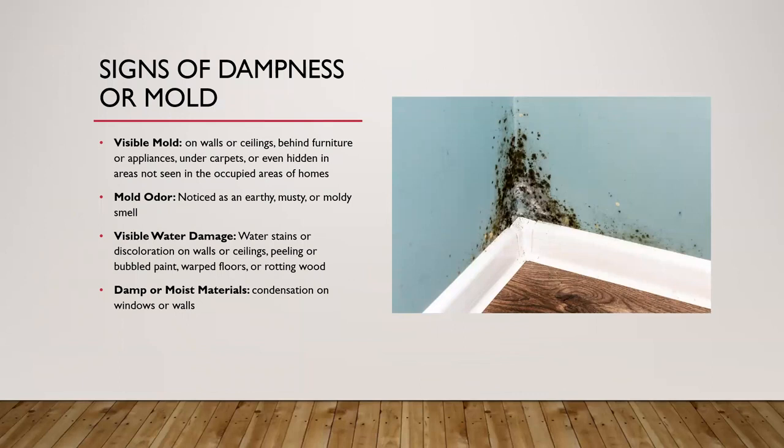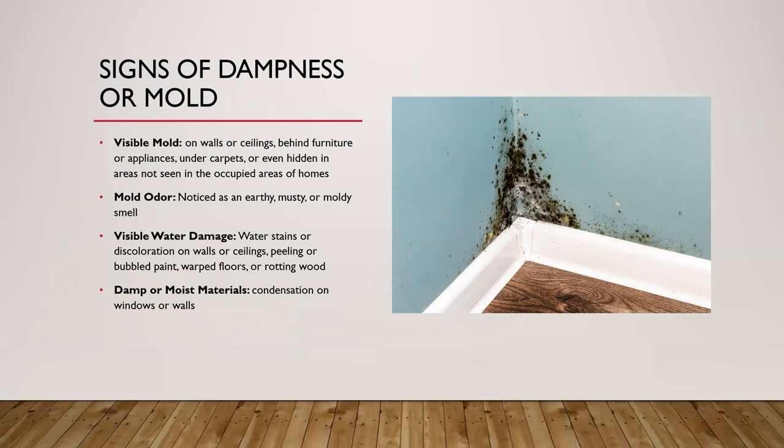Signs of dampness or mold. If there's visible mold on walls or ceilings, behind furniture or appliances, under carpets, or even hidden in areas not seen in the occupied areas of homes. If there's a mold odor, it's usually noticed as an earthy, musty, or moldy smell.